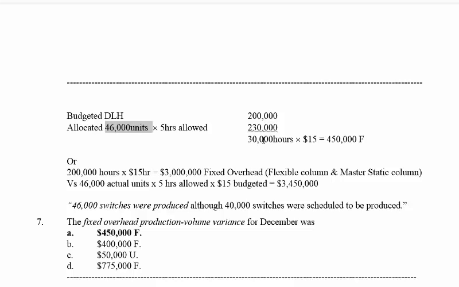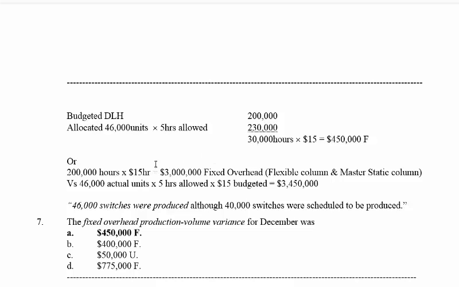But we've got a difference here between what was budgeted and what was allocated to the tune of 30,000 hours. 30,000 more hours were allocated than what was originally in our master static budget. So that means 30,000 hours at $15 per hour, we have over allocated to the tune of $450,000, which is favorable. Here's another way of looking at it.